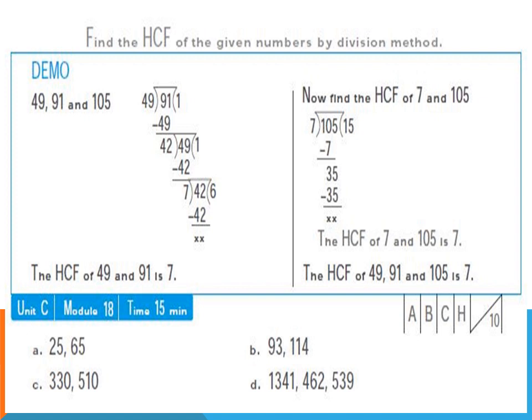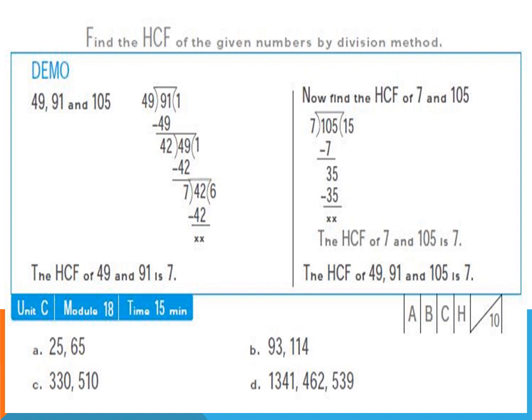Now this 7 will be used to divide the previous divisor, that is 42. So 42 divided by 7 will give you 6. Now we will consider the last divisor, that is 7, and divide 105 by that divisor. So 105, look at the second part, that is the right hand side of the screen of the demo part. 105 divided by 7 will give you 15.